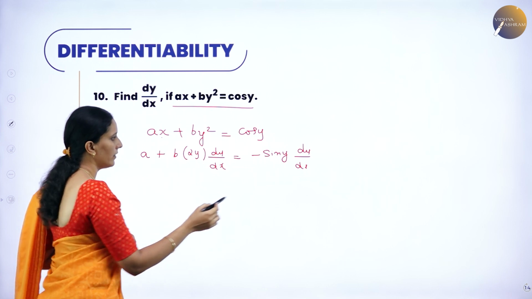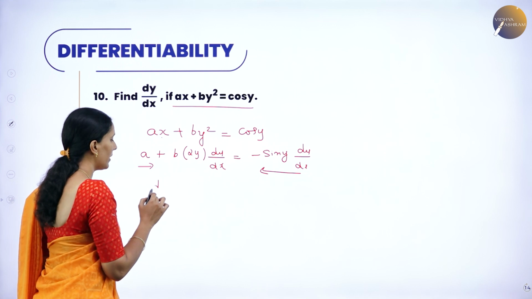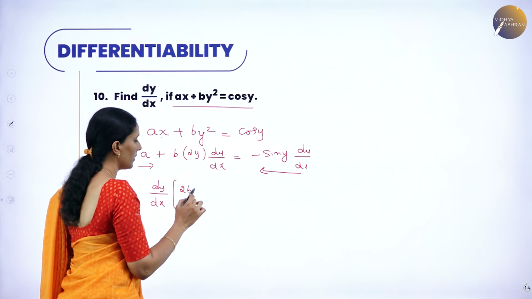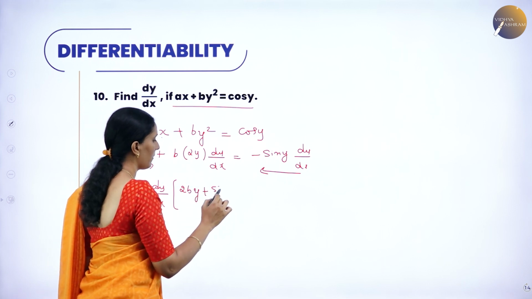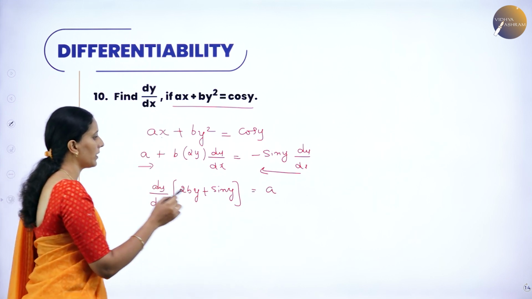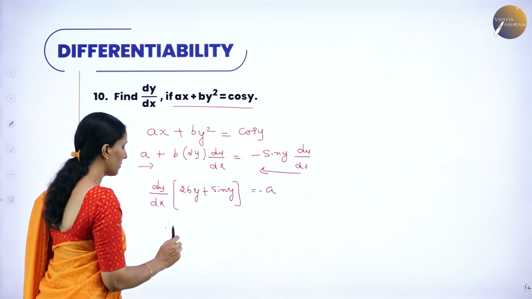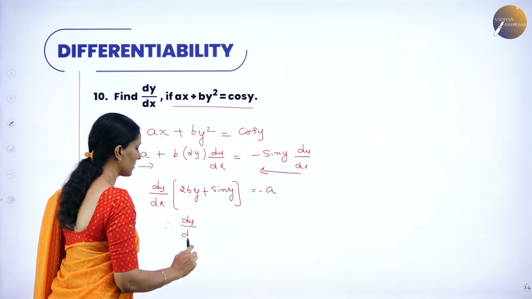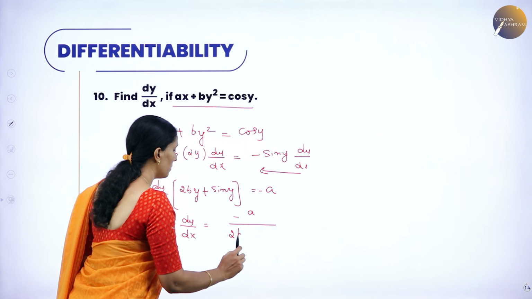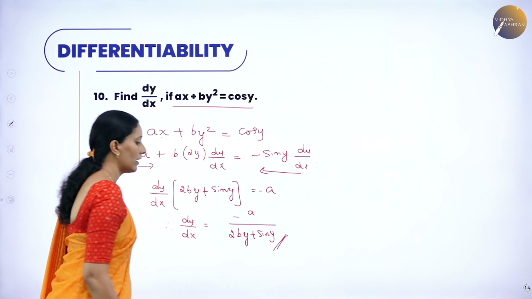So shift a that side and minus sin y dy by dx this side. Take dy by dx as a common factor. So then that becomes dy by dx times 2by plus sin y is equal to a, and which becomes minus a when it moves to the right hand side. So therefore dy by dx is equal to minus a divided by 2by plus sin y. So this is the derivative.